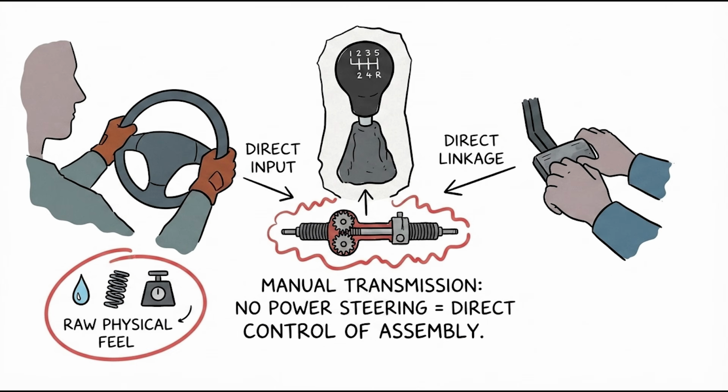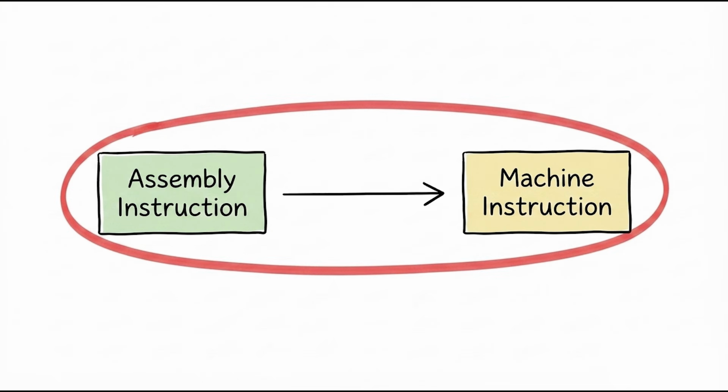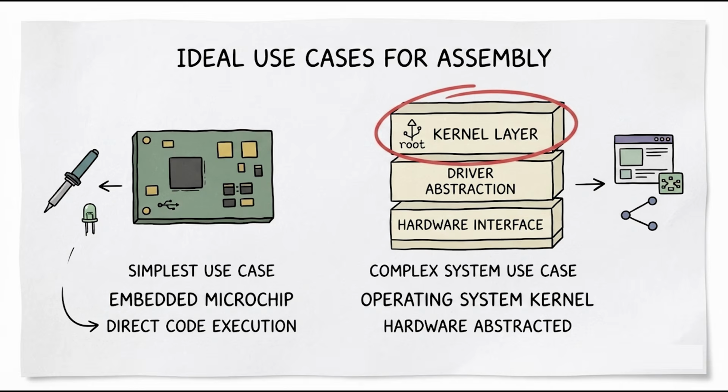It gives you total control over the processor. It's like driving stick with no power steering. You feel everything. That's both the thrill and the terror. The key spec is simple. One assembly instruction maps to one machine instruction. Zero overhead, maximum responsibility. You'd reach for assembly in embedded systems, OS kernels, or security research.